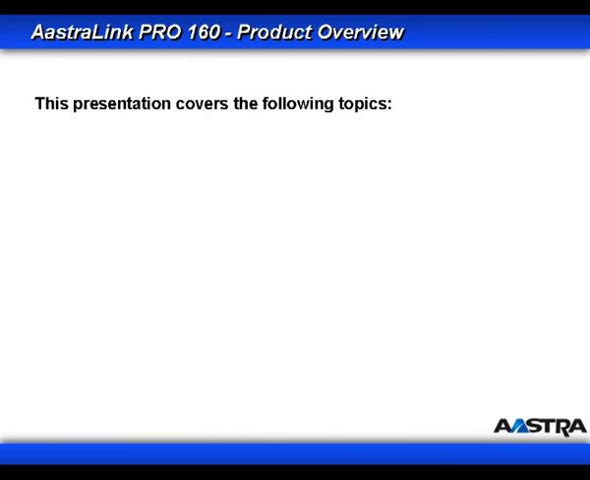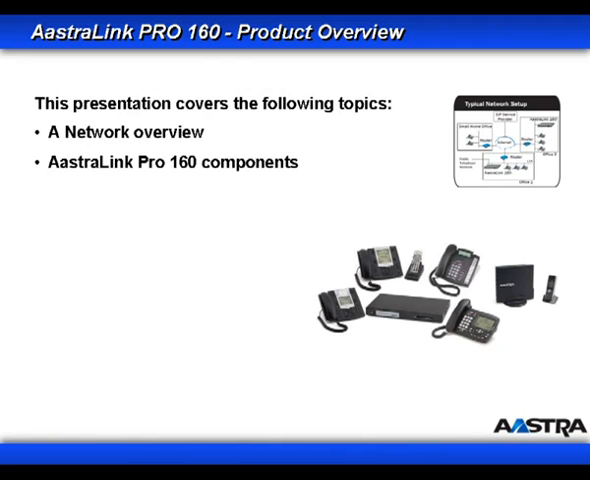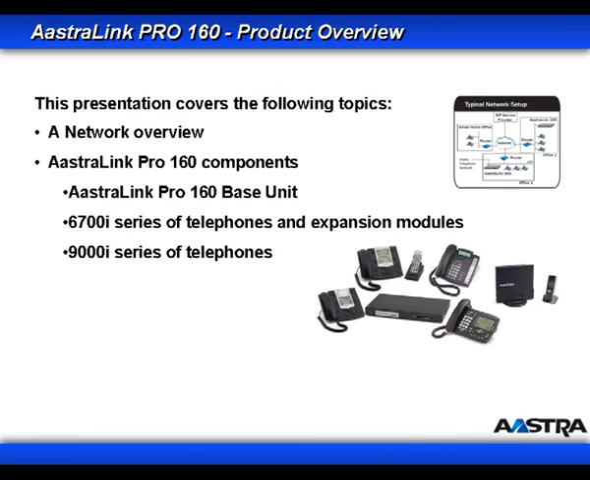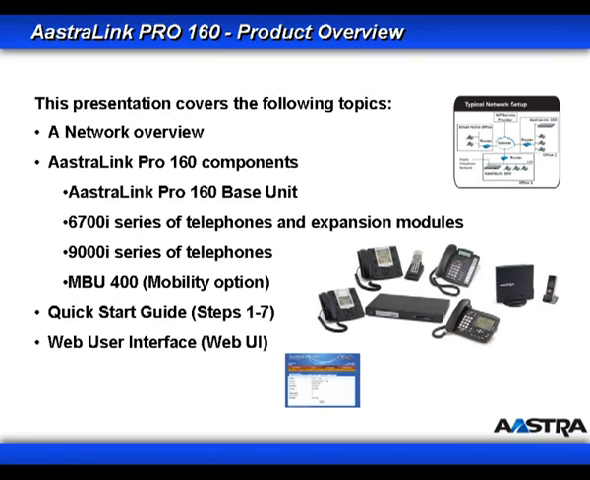This presentation covers the following topics. We'll take a quick look at a network overview. We'll take a look at the components that make up the AastraLink Pro 160, which include the base unit and any of the following series of phones: the 6700i series of phones and expansion modules, and the 9000i series of telephones. The MBU 400 adds additional wireless capabilities to the system, and we'll follow the 7 steps in the Quick Start Guide to perform the initial setup and configuration. And last, we'll take a quick tour of the Web User Interface.